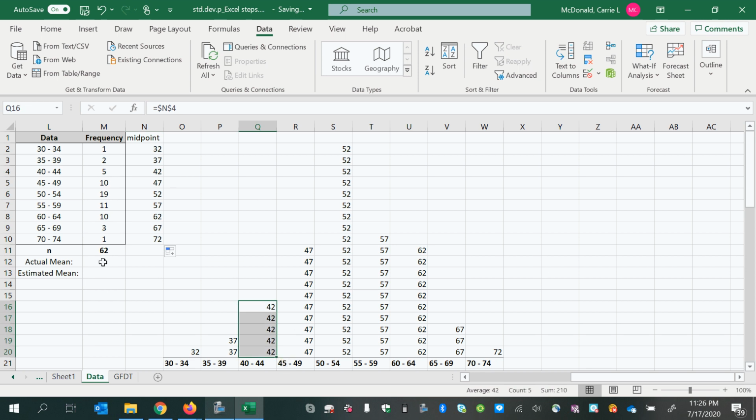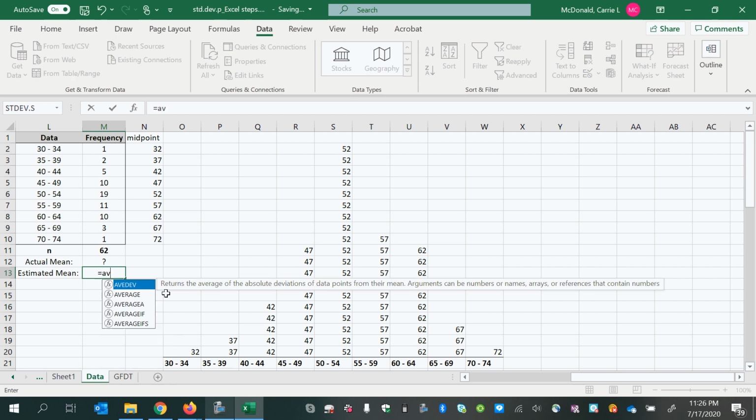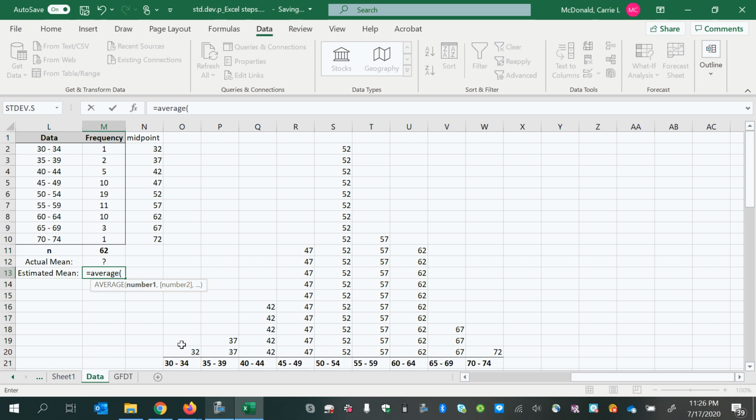Now, calculating the mean of all those values, I get 53.1. Now remember the actual mean was 53, so that's not too bad.